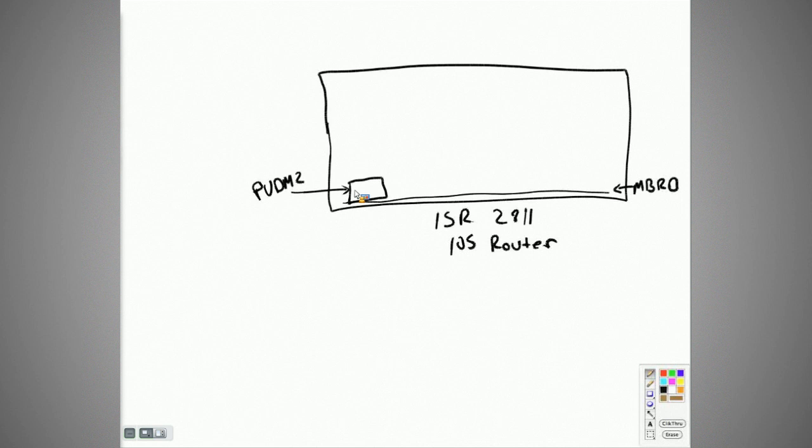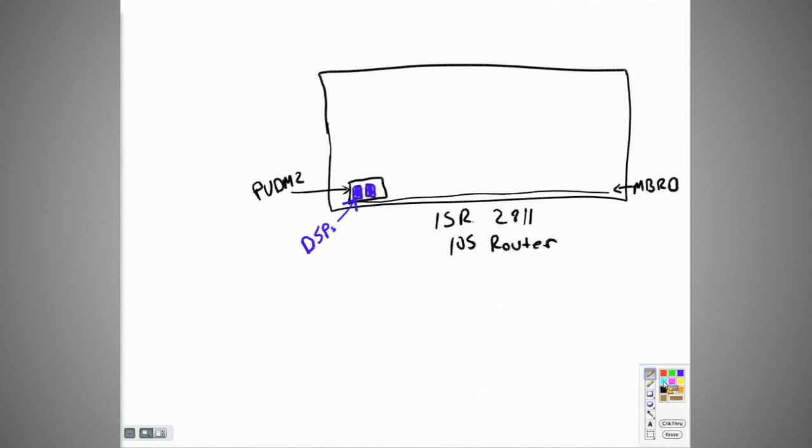So these PVDMs have individual chips on them. They haven't really left enough room for more than two. So these are our DSPs on the PVDM.